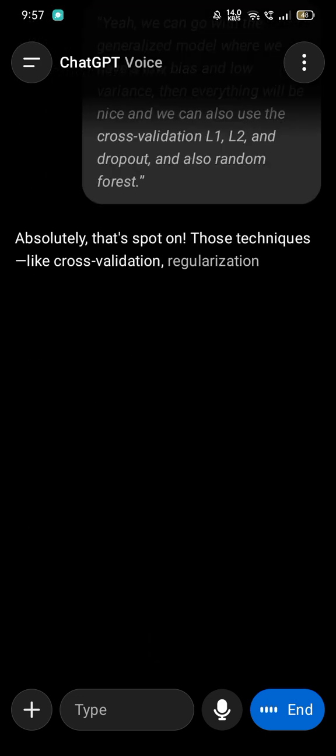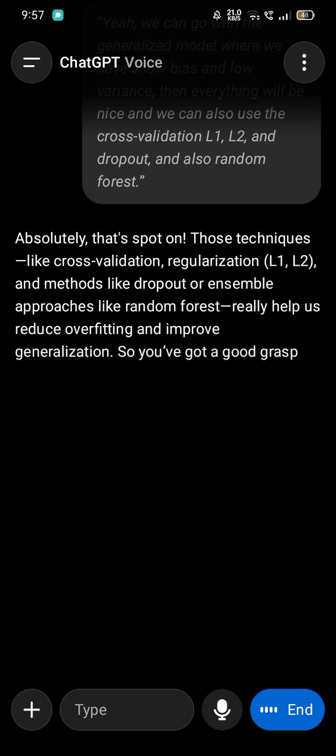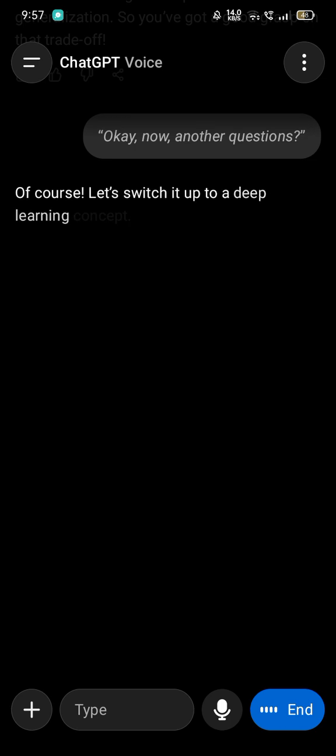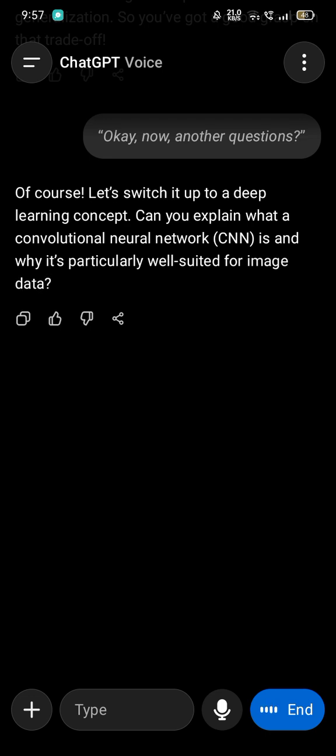Absolutely, that's spot on. Those techniques like cross validation, regularization, L1, L2, and methods like dropout or ensemble approaches like random forest really help us reduce overfitting and improve generalization. So you've got a good grasp on that trade-off. Okay, now another question. Of course, let's switch it up to a deep learning concept. Can you explain what a convolutional neural network, CNN, is and why it's particularly well suited for image data?